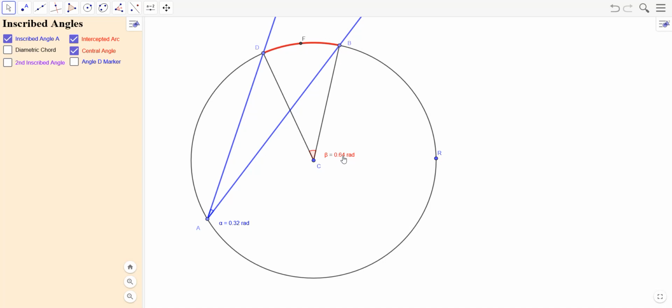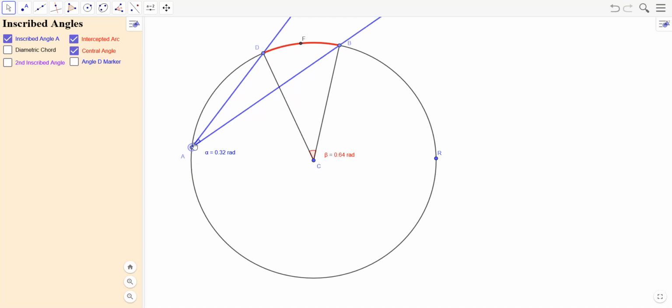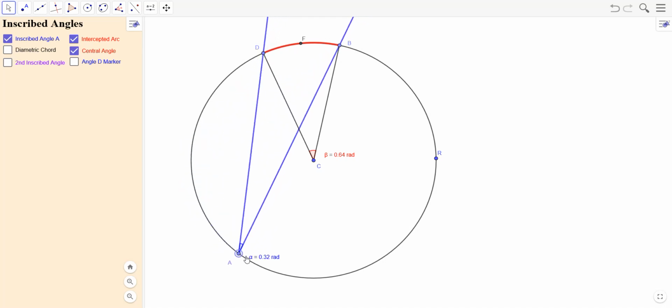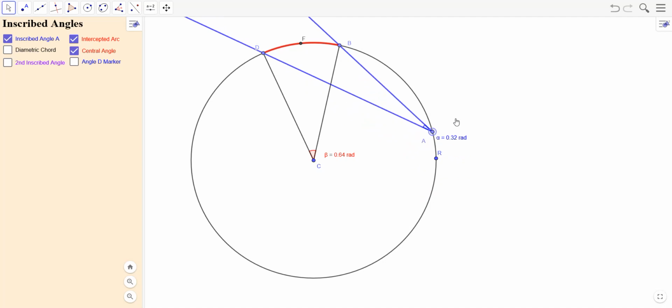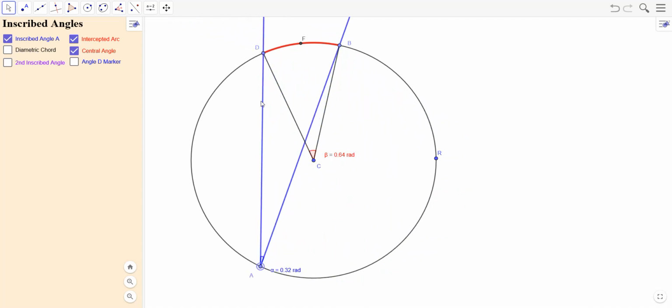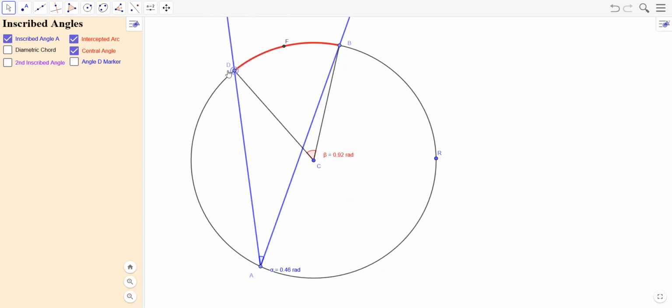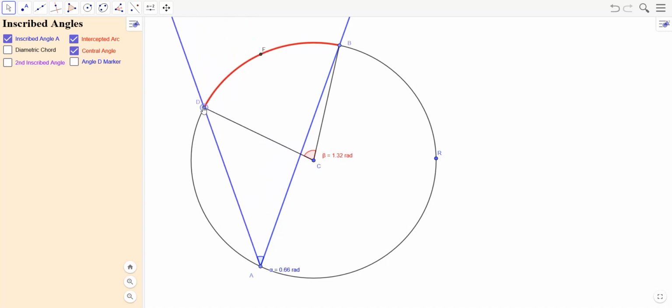Well, hopefully you notice that the central angle is twice the size of the inscribed angle, or the inscribed angle has half the measure of the central angle, so that's going to be half the measure of this arc. Let's see if that works here. If we move this around, it's staying the same. What happens if we change it here? For example, 0.66, you double that, that would be 1.32. Yeah, that's working out, right?